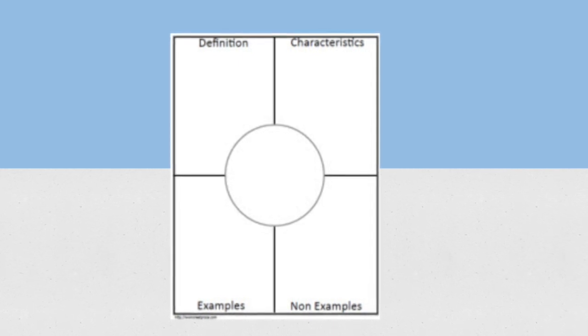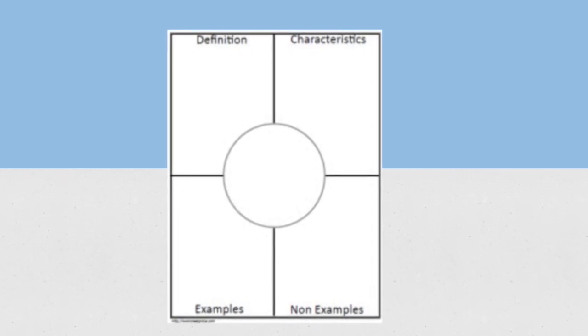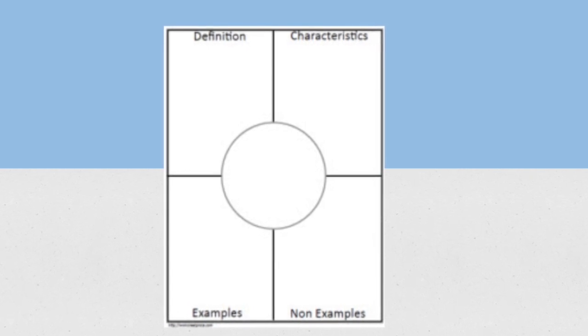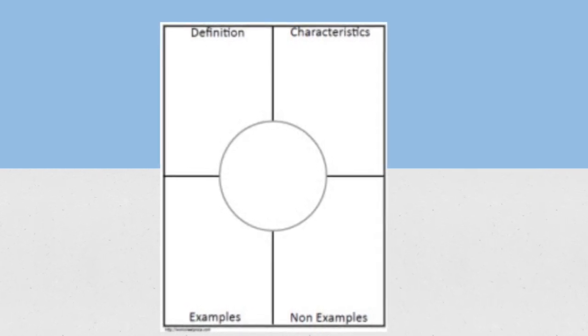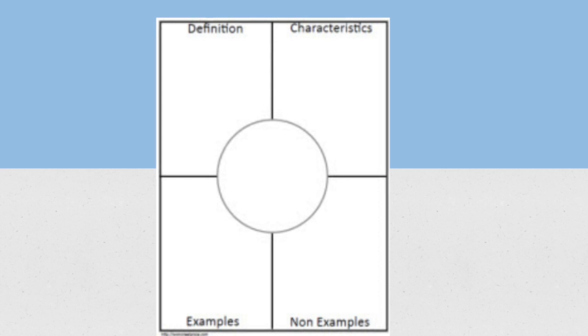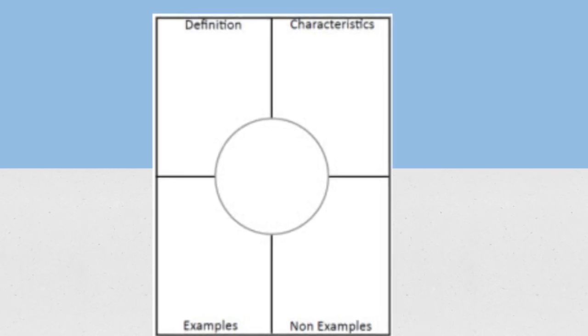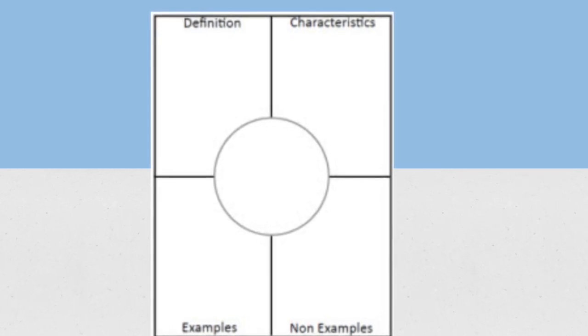The next instructional strategy is the Frayer model. Students can put a vocab word or an idea in the center, and in the 4 boxes they have a definition, characteristic, examples, and non-examples.